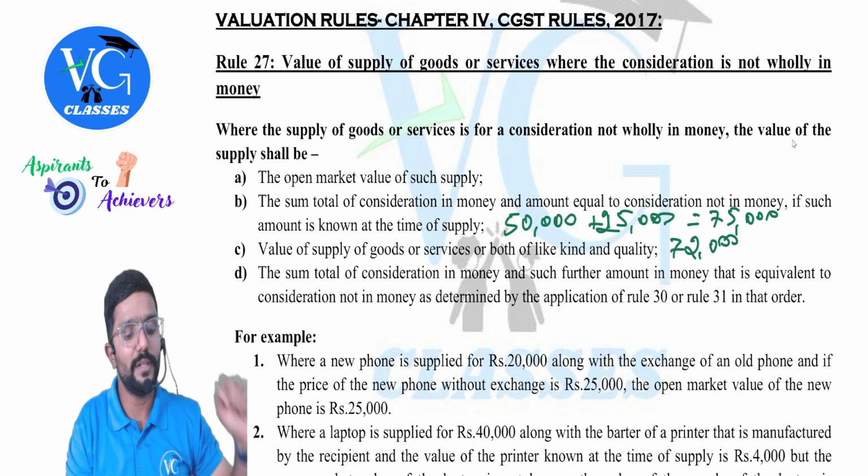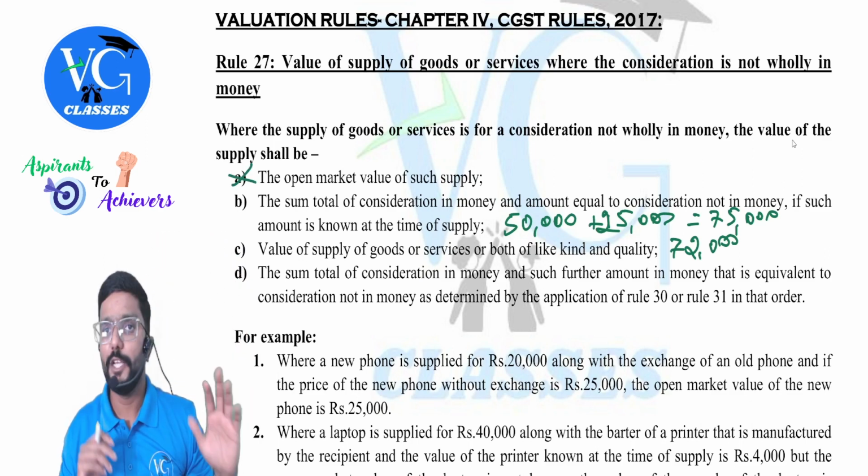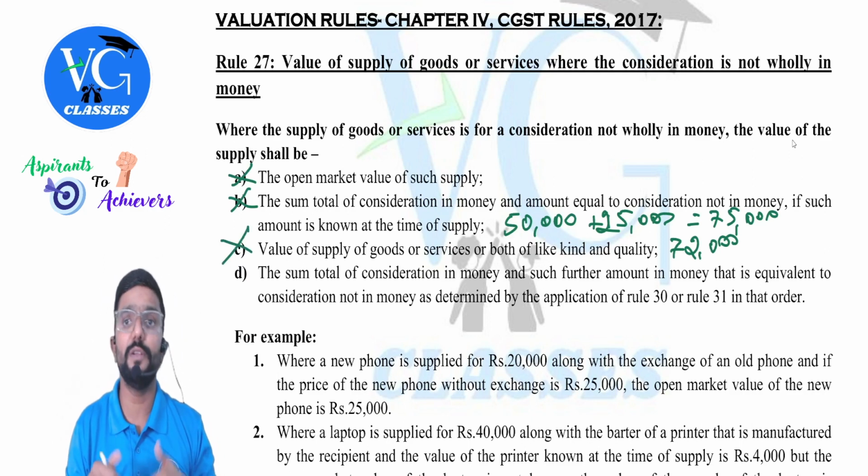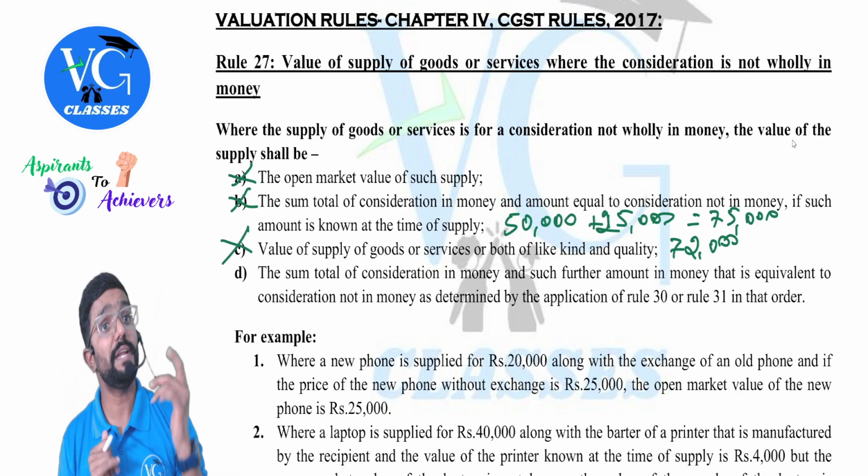No, sir, A is not possible. Then I will go to what? B. If B is also not possible, only then I will go to C. Sir, if C is also not possible, then only I will go to D. Straight away will I go to D?